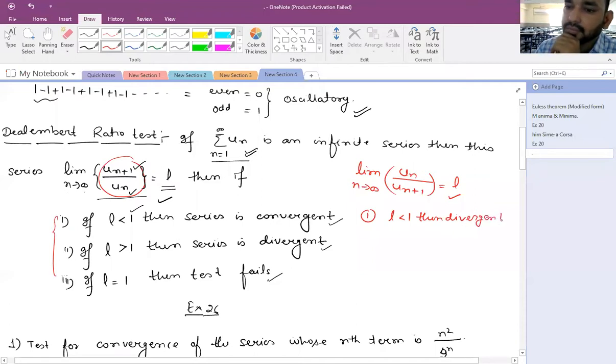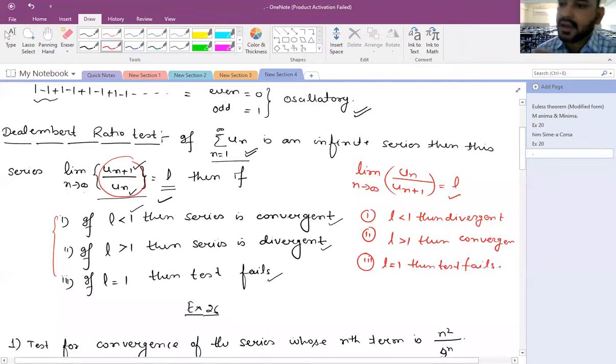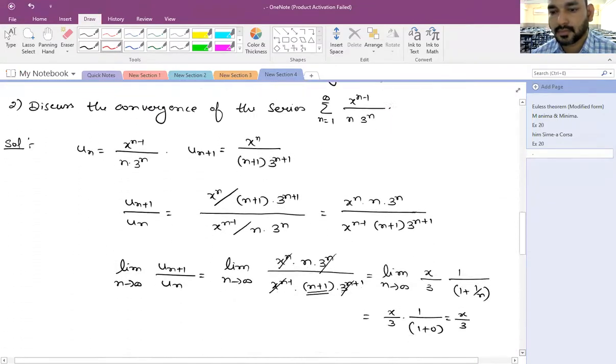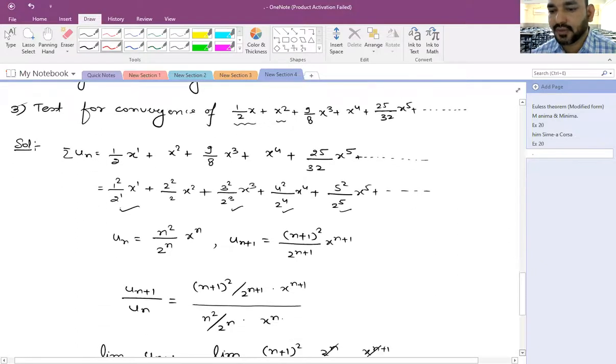Second, l is more than 1 then convergent. And third, l is equal to 1 then test fails. Now why I am telling you, because हो सकता है किसी ने बुक उठाया या गूगल किया और उसमें ये स्टेटमेंट लिखा हुआ दिख गया, तो स्टार्ट कर देगा बोलना कि सर has taught wrong. So it is not wrong. Both the way it is correct. Okay, now let's proceed further.